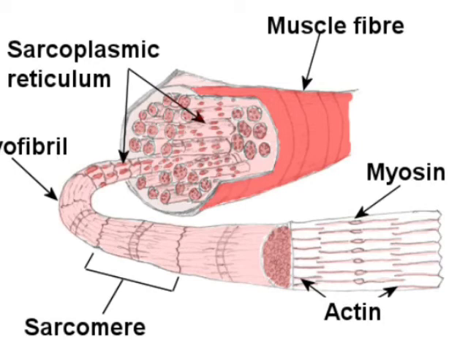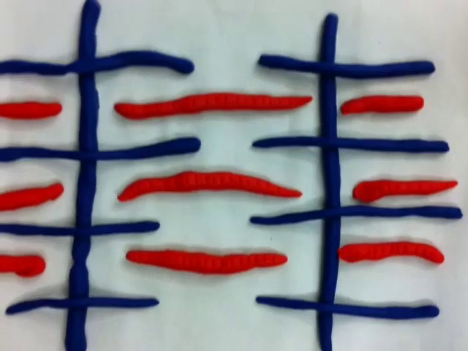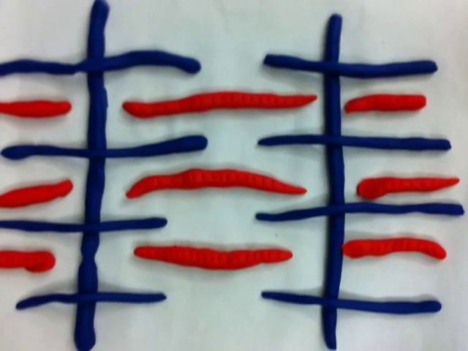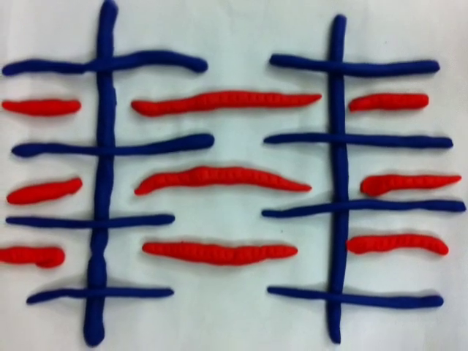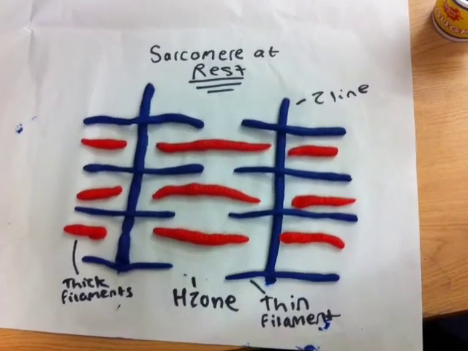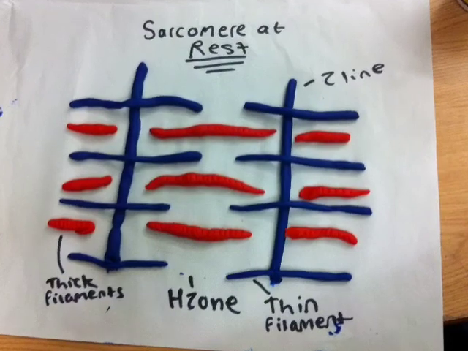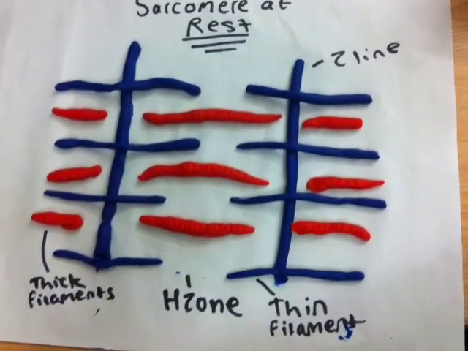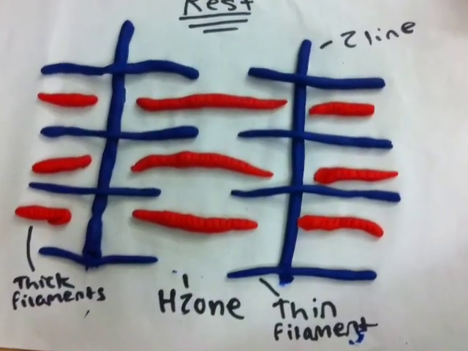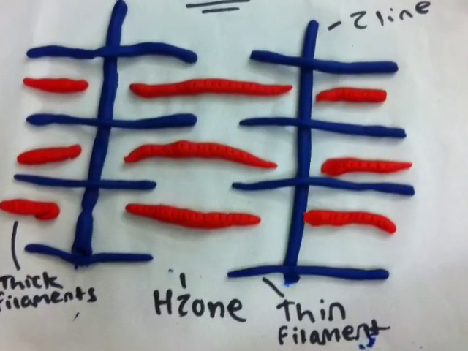Each muscle fibre contains cylindrical organelles called myofibrils. Each myofibril can be broken down into segments called sarcomeres. This is a model of part of a myofibril called a sarcomere. The myofibril contains actin and myosin filaments, and the sarcomere is the functional unit of the myofibril.